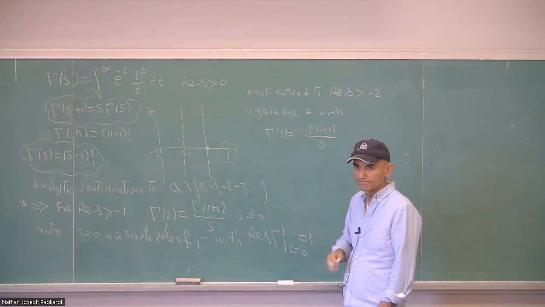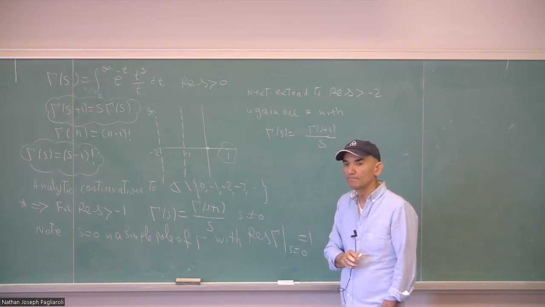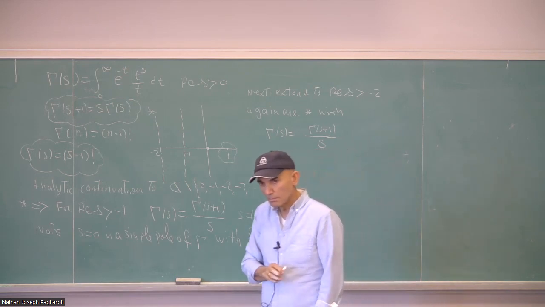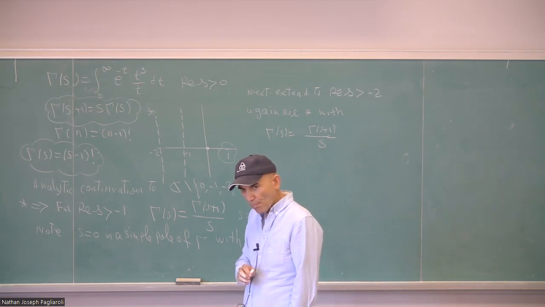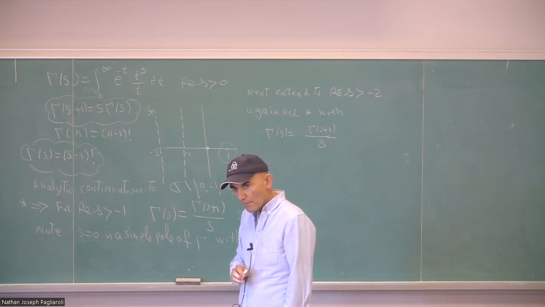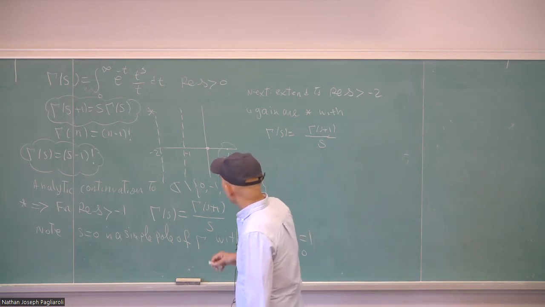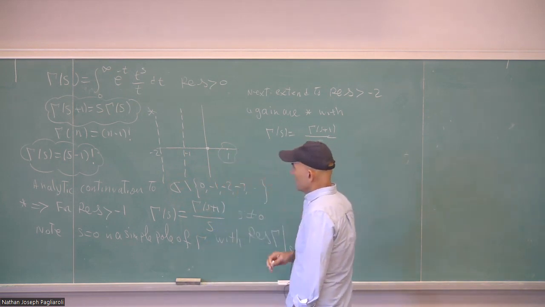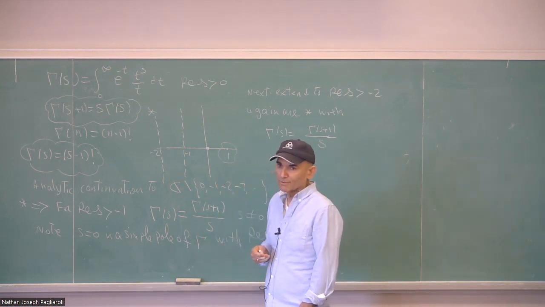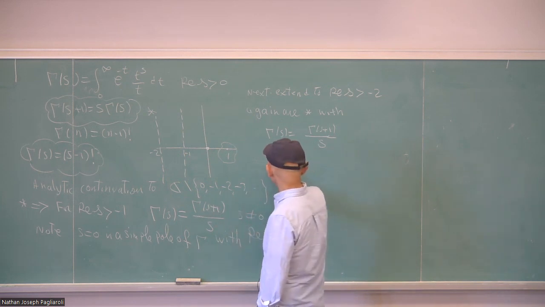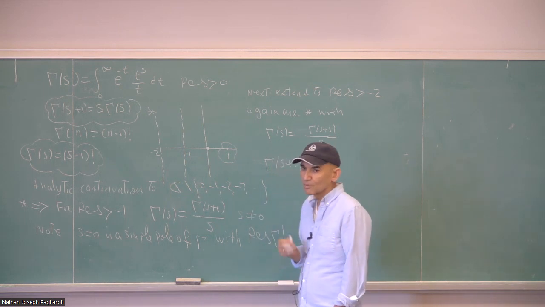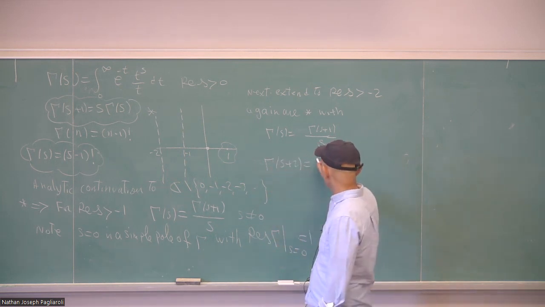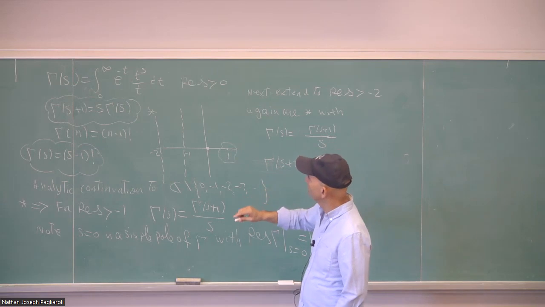what I mean. Okay, if you don't want to use that, I give you another thing to use. So here, what about gamma of s plus 2, for example? What is that?